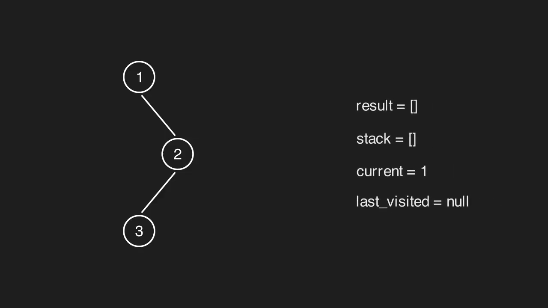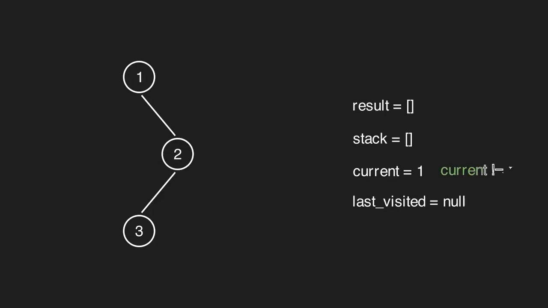Now trace the first illustrated tree. Node 1 has no left child and has right child 2, node 2 has left child 3 and no right child. Initially, result is the empty list, stack is the empty list, current equals node 1, and last visited equals null. Since current is not null, the loop begins with the left descent branch.